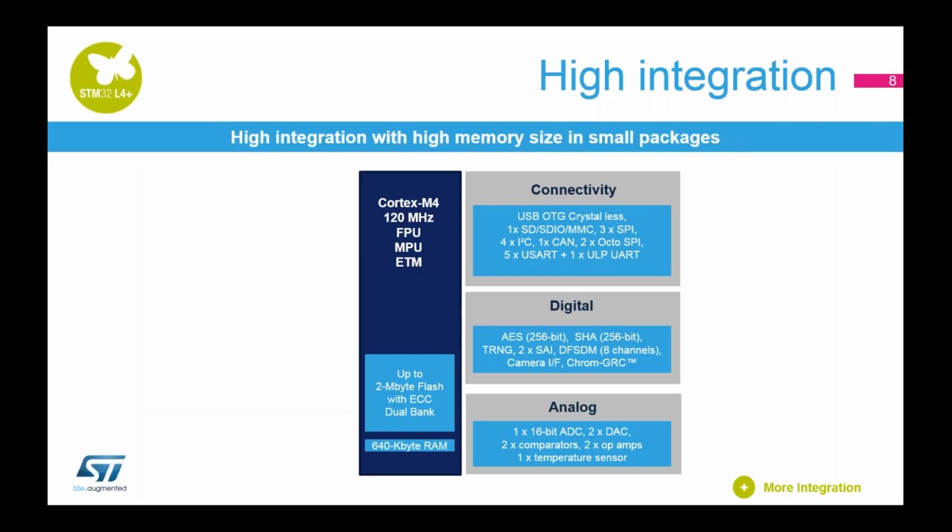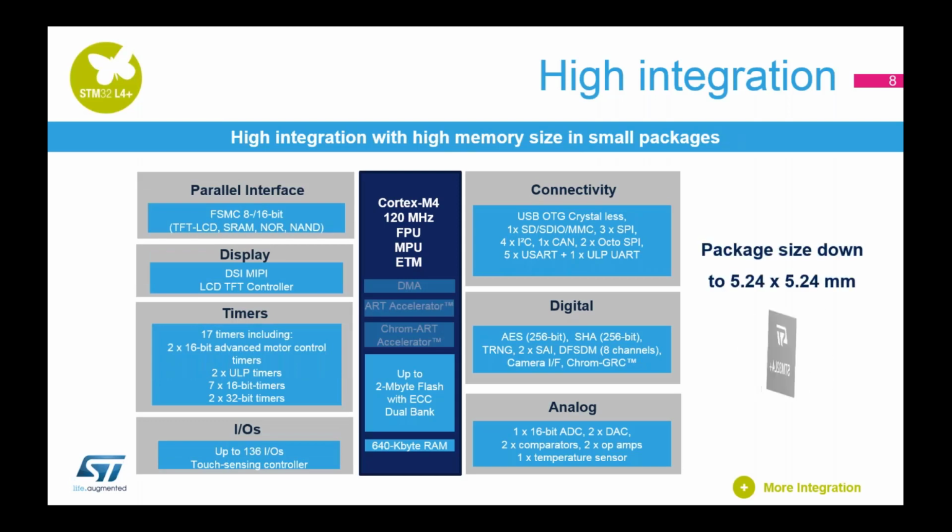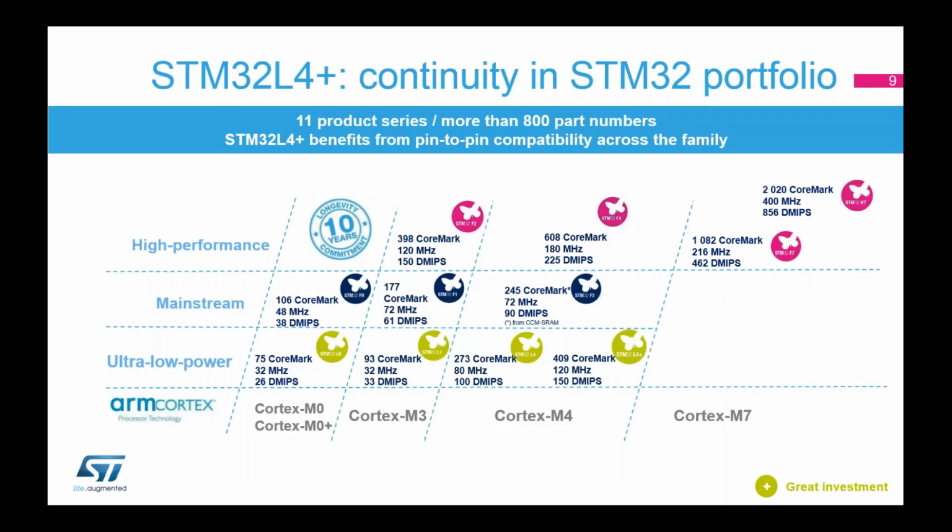So here is the block diagram of the STM32L4 Plus. As you can see, a lot of peripherals and features are embedded. A lot of communication peripherals, USB, UART, SPI, etc., CAN. But what I want to highlight is again the fact that the STM32L4 Plus offers a large memory size, up to 2 MB of flash and 640 kilobytes of SRAM, and with a package which can be down to 5 by 5 millimeter.